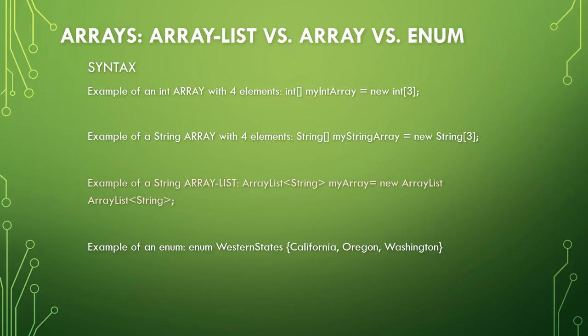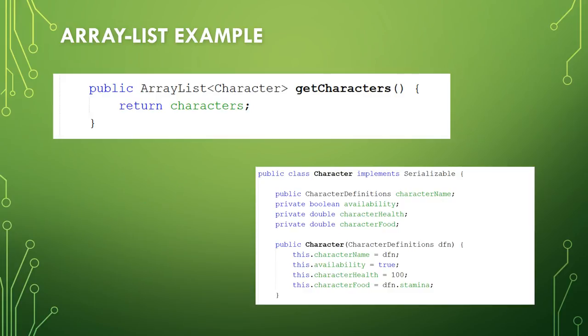And then an example of an enum, which are really, really cool. We love enums. Here's an example of an array list, the characters. And we kind of split up. Characters was kind of an odd duck because we made an array list for characters that has some of the attributes connected to the character, and then we also made an enum called character definitions that also is related to the character. So the character definitions has the name, the availability, the health, and the food. So more about that later.